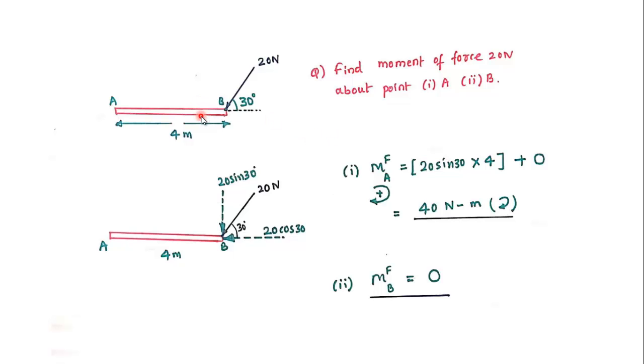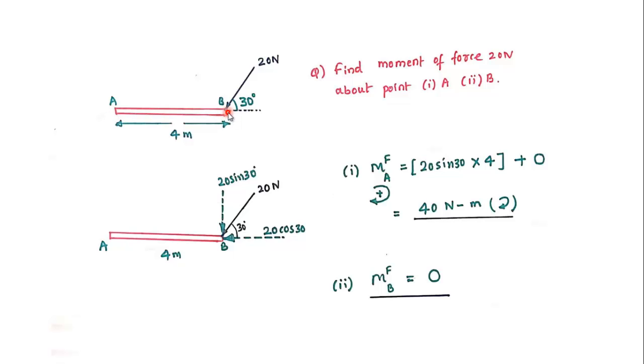We'll start with a very basic illustration. Here is the rod. Now this question is given: find the moment of the 20 Newton force about points A and B. The force of 20 Newton is acting at point B, and we need to find the moment with respect to point A and then later with respect to point B.